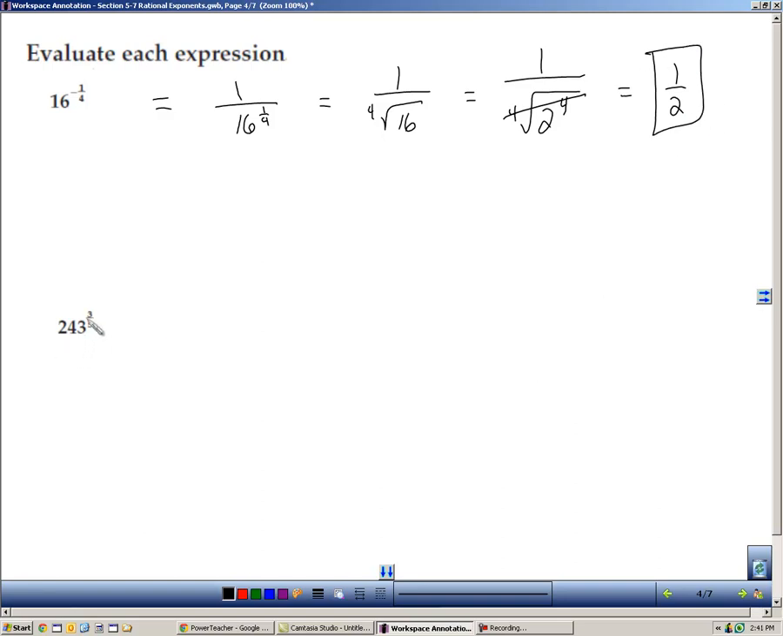Next example, I know the 3 is a cubed, so I could make this something cubed, but it's going to be the 5th root of 243. Now I wonder if 243 is something to the 5th power. Try it in your calculator if you'd like. When I take the 5th root of 243, I get 3, and then we have that cubed on the outside. 3 cubed is 27.